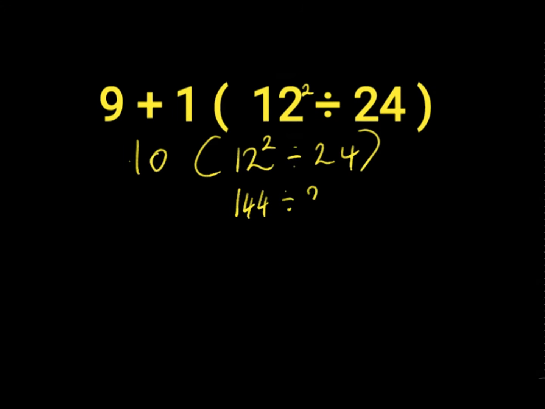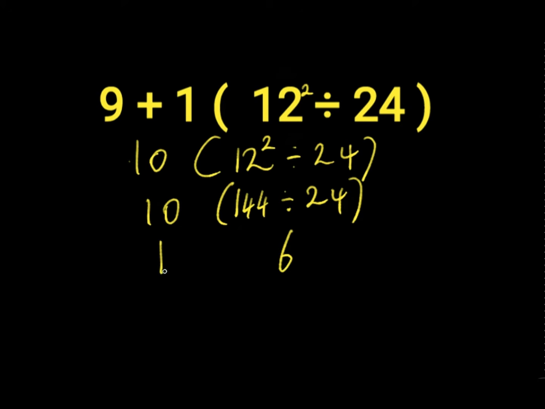144 divided by 24. Put it down in our parentheses. Then we'll put down our 10 here. 144 divided by 24 will give us 6. Then we have 10 times 6. 10 times 6 will give us 16.